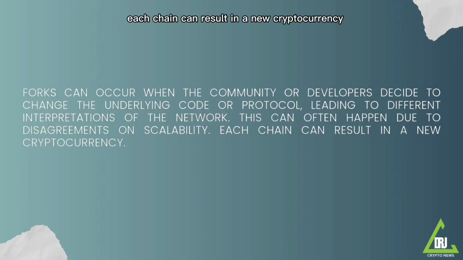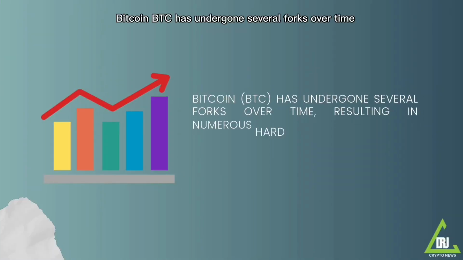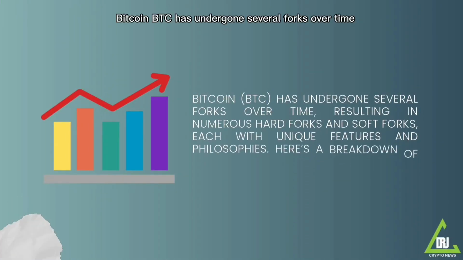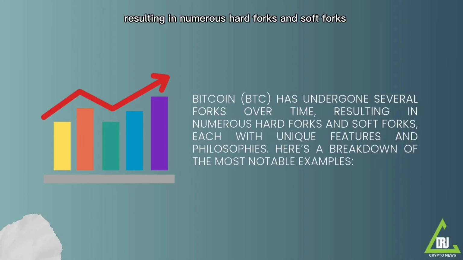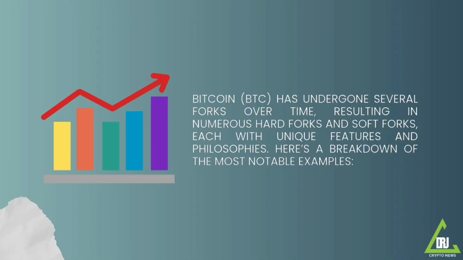Each chain can result in a new cryptocurrency. Bitcoin, BTC, has undergone several forks over time, resulting in numerous hard forks and soft forks, each with unique features and philosophies. Here's a breakdown of the most notable examples.